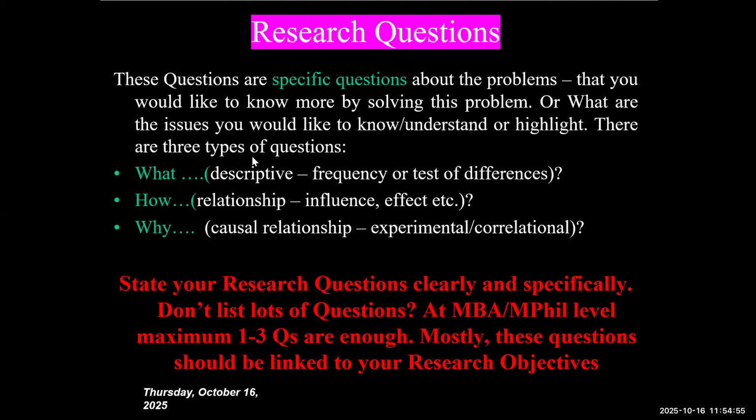You see, the question types could be what, how, and then why. So mostly when we talk about what, we use it for descriptive or frequency or test of difference. So mostly this could be a lot of quantitative studies. How, we say relationship or influence, effect, etc. So the how can be both quanti and quali, as you usually call it. And the why, mostly we look at it from the context of perhaps the qualitative. But these days, research has grown, and all of them can be used in both quantitative and qualitative. To say why, we say causal relationship, experimental or correlational.